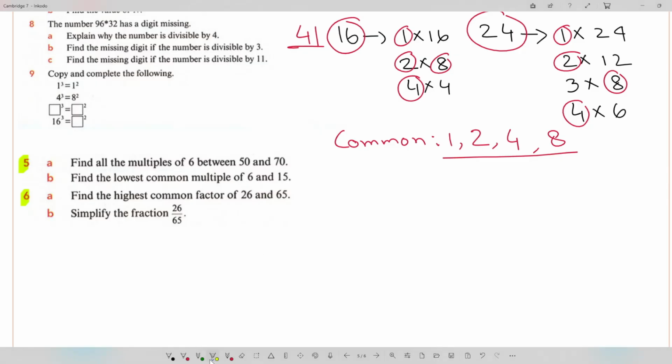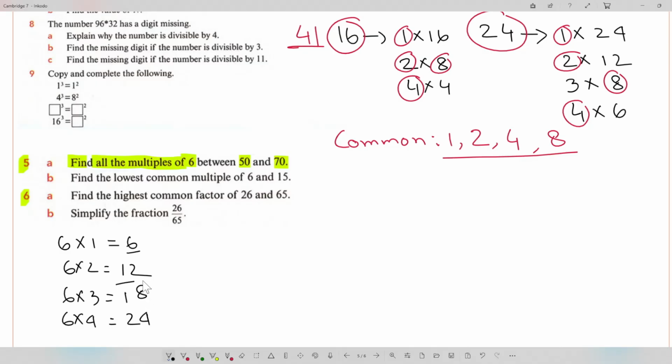Number 5, most important. Number 5a, find all the multiples of 6 between 50 and 70. So what is the meaning of multiples? Multiple means like 6 times 1 is 6, 6 times 2 is 12, 6 times 3 is 18, 6 times 4 is what? 6 times 4 is 24. So here is 6, 12, 18, 24, all are multiples of 6.